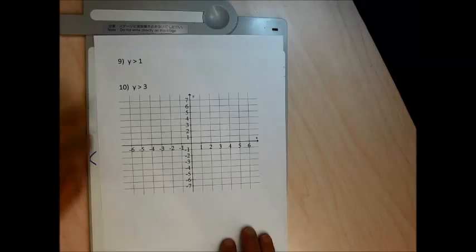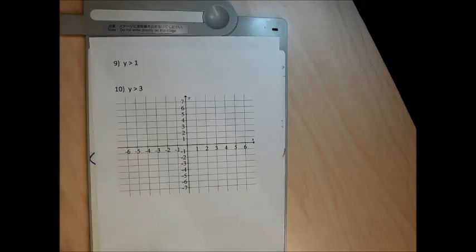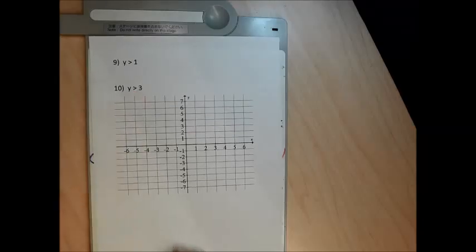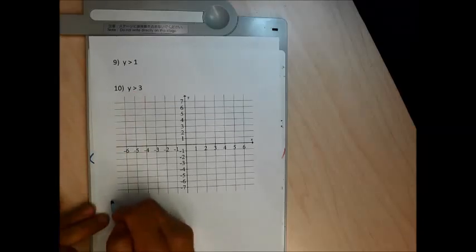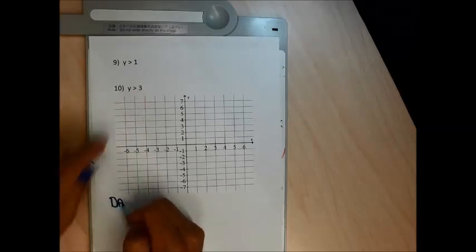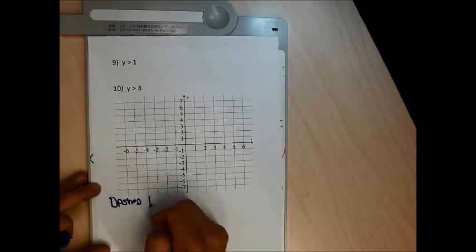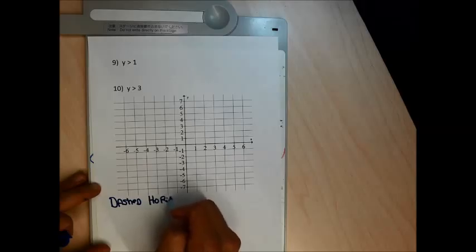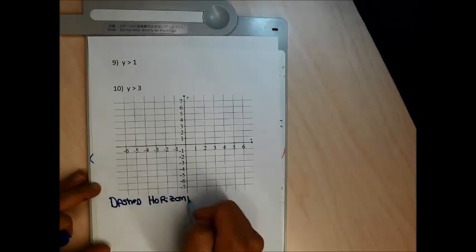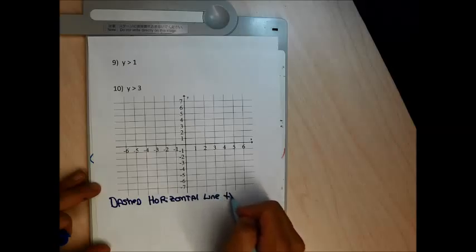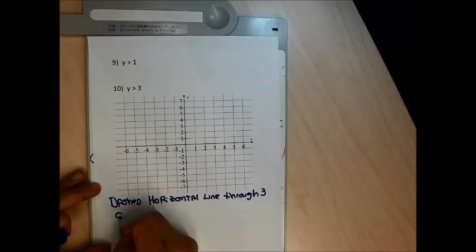So to do problems 9 and 10, to graph all the points that have y coordinates that are greater than, but in my case not equal to 3, I'm going to start off, I'm going to draw a dashed but not solid, because I don't have the or equal to, horizontal line through 3 on the y-axis.